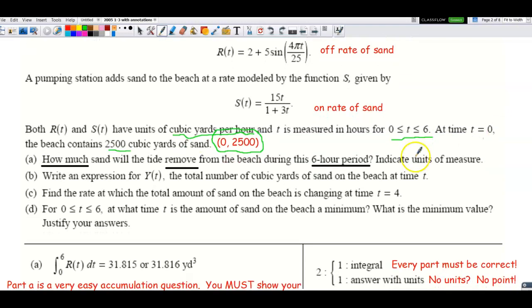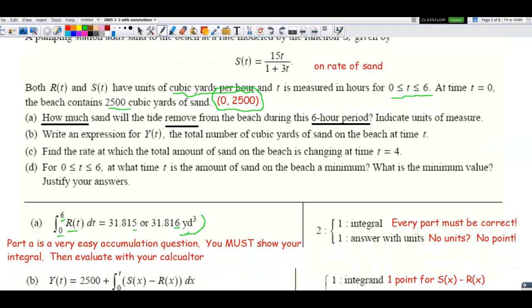So in question A, we want to accumulate all of the sand leaving the beach, so we start at 0, we stop at 6, we accumulate all of the area under R of t. The calculator is going to do the work. This is not something that you would have to integrate by hand by no means. And it's important to include the units because they told us that they wanted units. We can round or truncate our answer, so we can cut it off at the 5, or we can round and we can go 816. Those are the only two acceptable answers. Of course, you can extend more decimals if you wish.